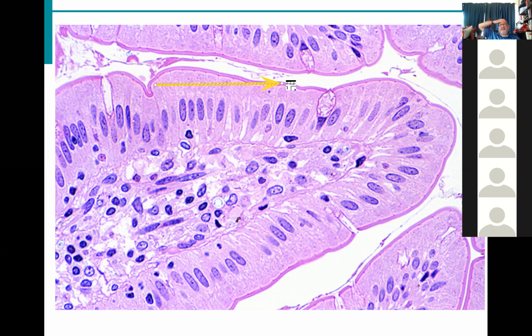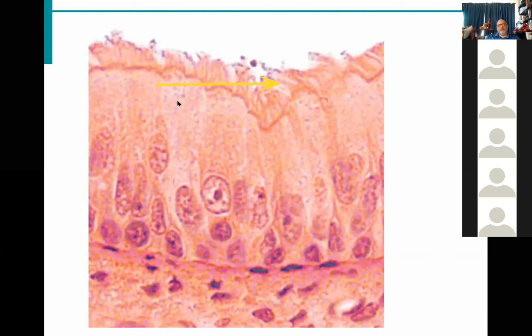And what organelle was this again? Microvilli. Microvilli, excellent. Right, and you can see it wrapping around the surface of one of those finger-like extensions of the small intestine. Here is our simple columnar. Compare this to this. What's this one here?